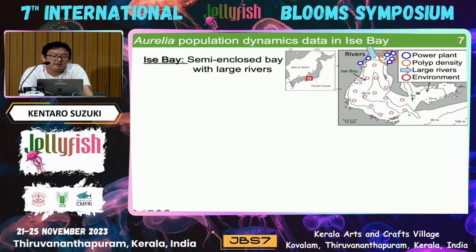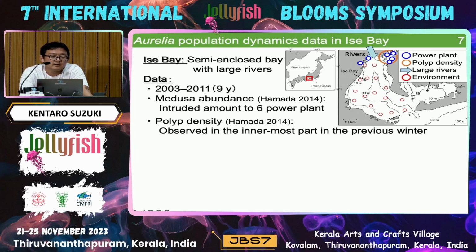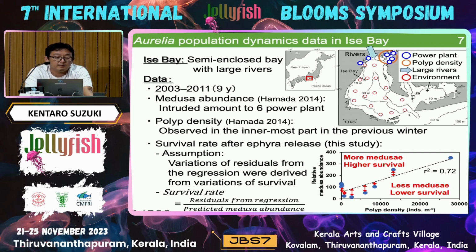Ise Bay is located in the middle of Japan, and the bay is semi-enclosed with large river inflows at the innermost part of the bay. Hamada reported the medusa and polyp abundance from 2003 to 2011. The relative medusa abundance was estimated from the intruded amount of medusa into 6 power plants at the innermost part of the bay. Polyp density was observed in the innermost part of the bay by scuba diving in the previous winter. With these data, we estimated the survival rate after ephyra release until they intrude into the power plants.